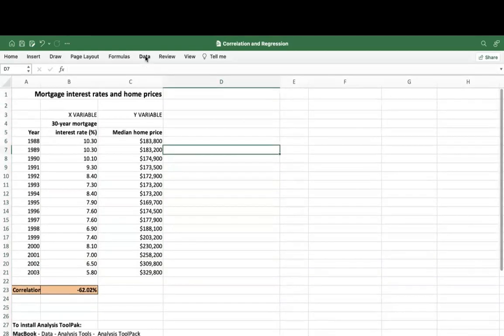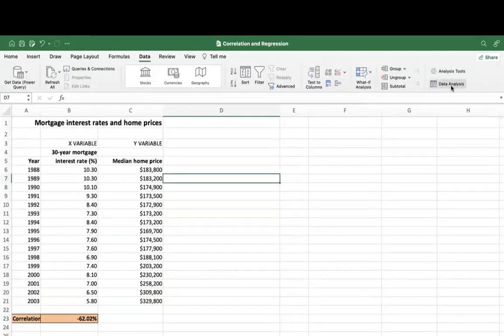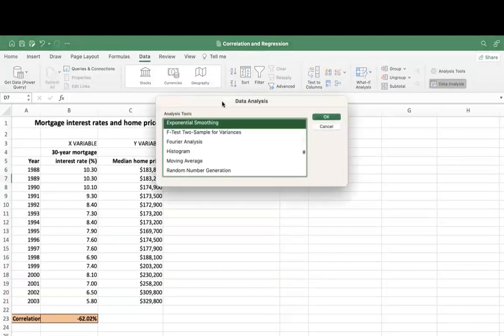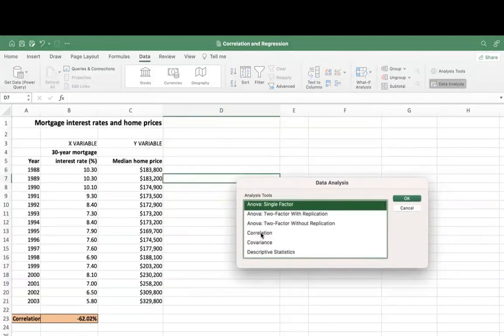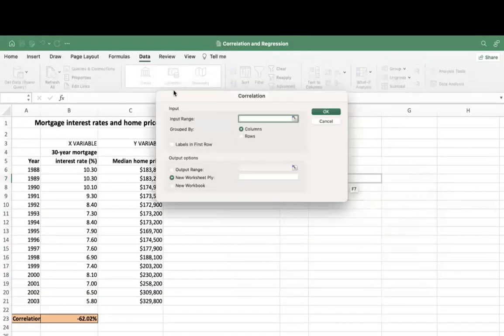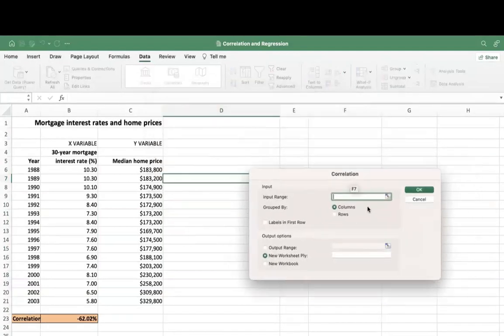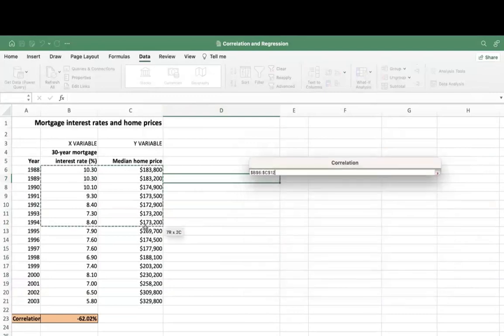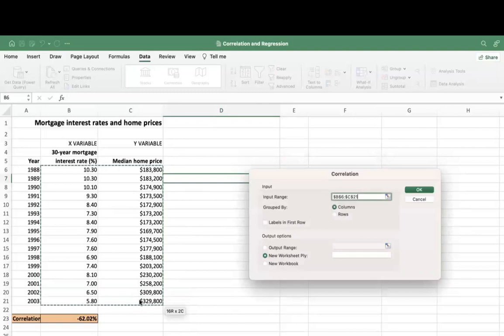You click on data, and after clicking on data, you go on data analysis. And in this window, correlation. So if you click correlation, then it will ask, okay, which data? Where is your input range? This is my input range. And you see, I have only selected data. I did not select labels. So it says labels in first row. No, I did not do that.